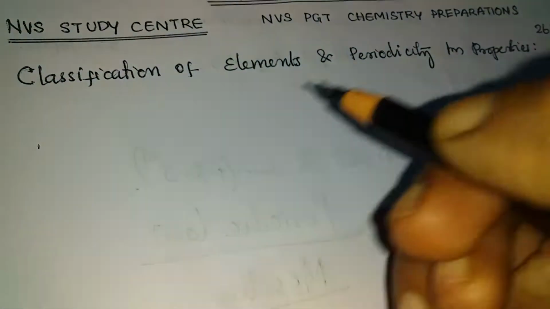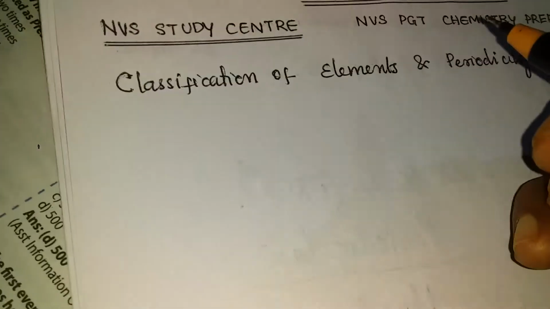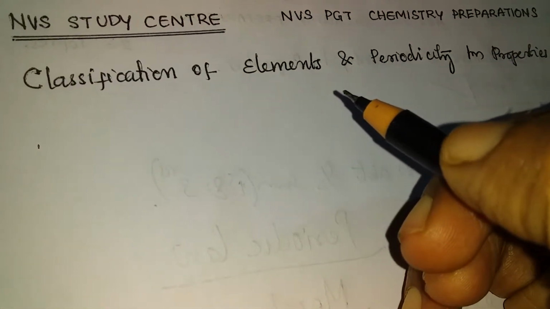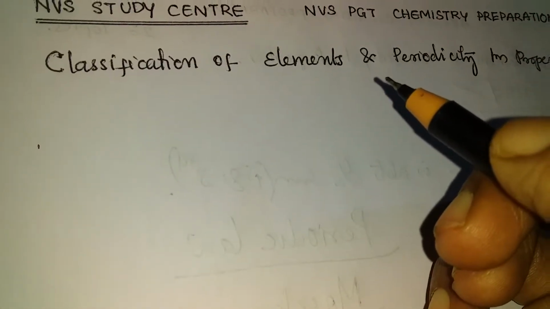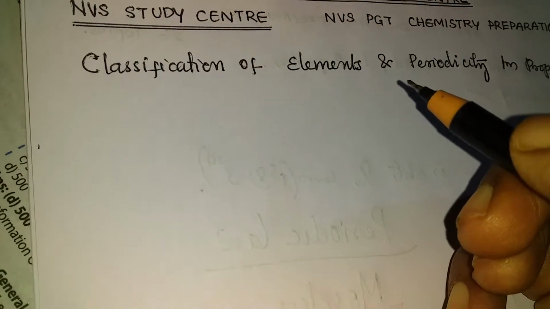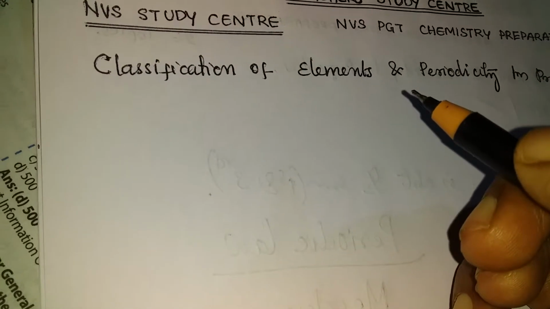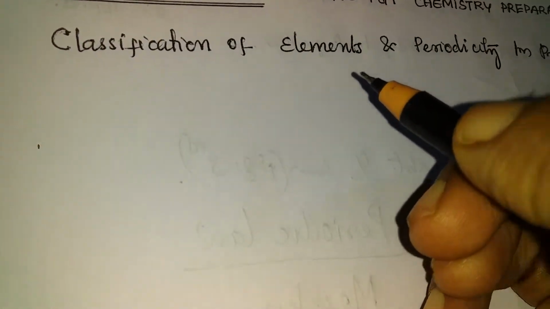The first topic is classification of elements and periodicity in properties. Initially, we have to discuss what are the earlier attempts to classify elements. Friends, there were several attempts made by various scientists to classify the elements, which finally led to some major developments that led to the periodic table. Such important attempts we are going to discuss today. The first attempt is Dobereiner's triad.